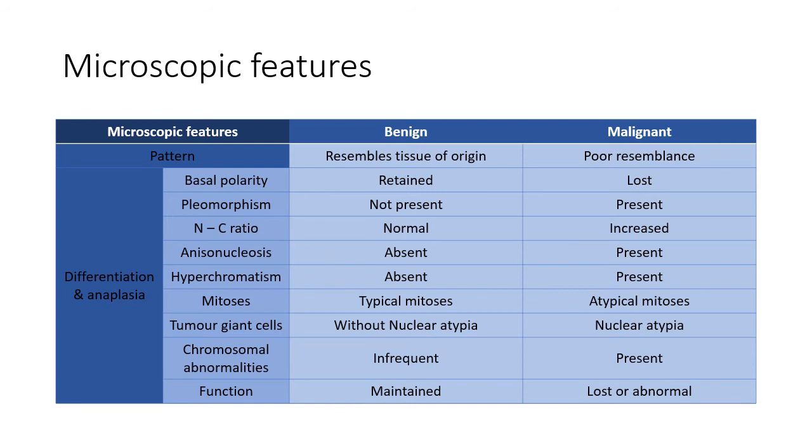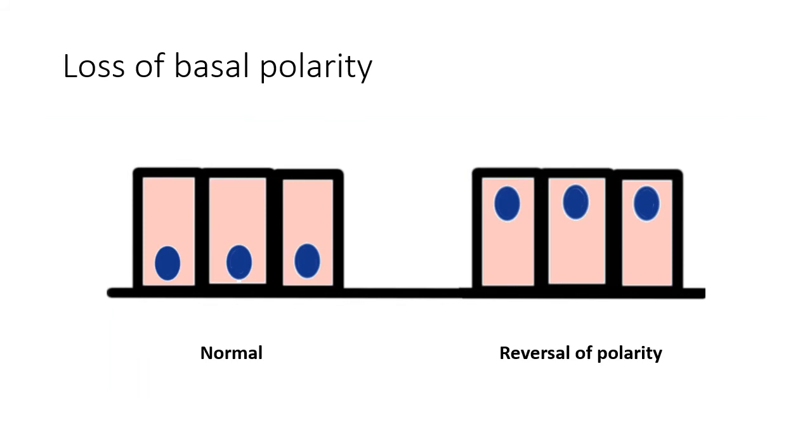So the first feature of an anaplastic or poorly differentiated cell is loss of basal polarity. So what is basal polarity? In a normal cell, usually the nucleus tends to lie close to the basement membrane. That is a feature of a normal cell. But in a tumor or anaplastic cell, this is reversed. That is, the nucleus tends to lie away from the basement membrane. This is called loss of polarity or reversal of polarity, and this is a classic feature of an anaplastic or poorly differentiated cell.